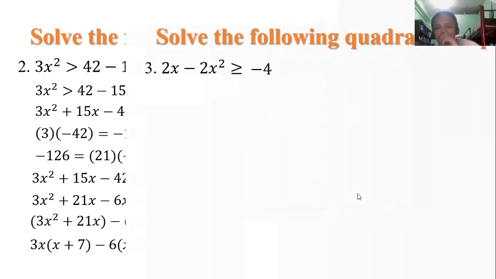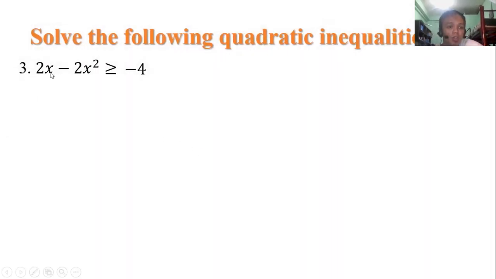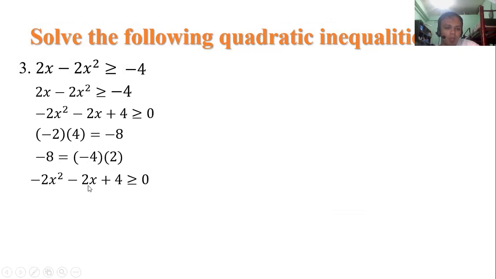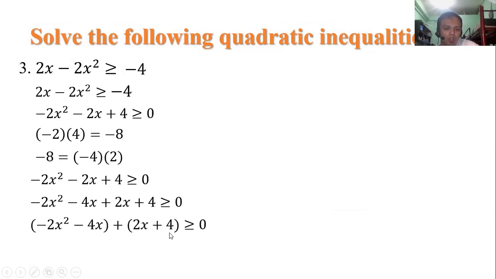Okay? Last one. Ganun pa rin, 2x minus 2x squared greater than or equal to negative 4. No? Transpose negative 4 to the other side. Magiging negative 2x squared minus 2x plus 4 greater than or equal to 0. Multiply natin, negative 2 times 4 is negative 8. Okay, what factors of negative 8 nalalabas si negative 2? And that is negative 4 times 2. Now, palitan natin si negative 2x ng negative 4x plus 2x. Then group natin by 2 groups.